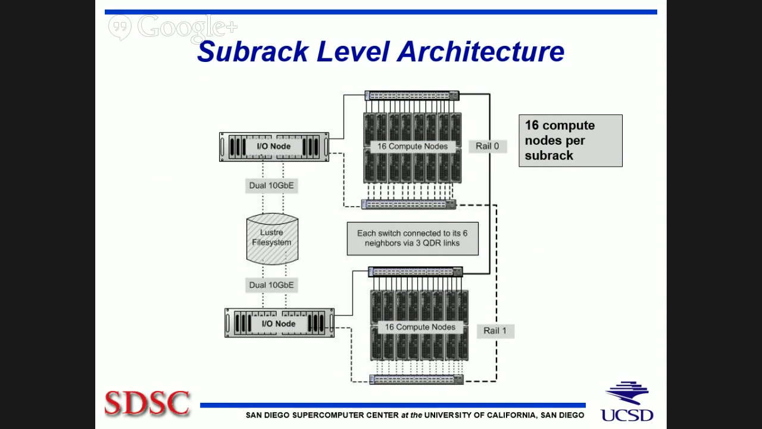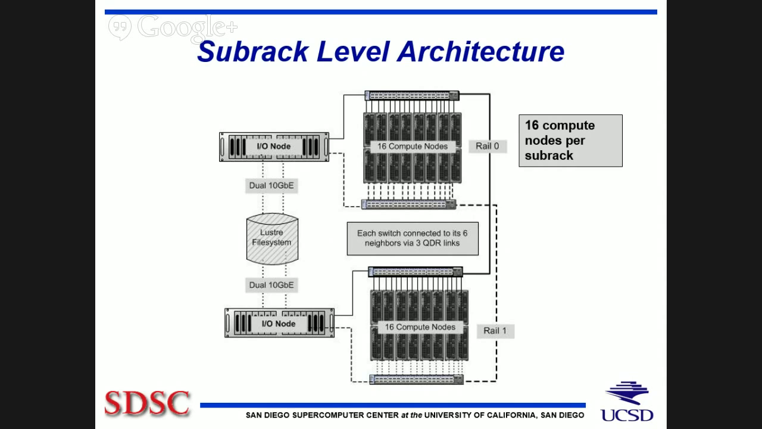So I'll start off with a sub-rack level diagram to just show the connectivity on the machine. On Gordon, essentially, there are two rails, so rail 0 and rail 1. And it's a torus of actually switches. So it's a 4x4x4 torus of switches. Each switch essentially has 16 compute nodes and an I/O node attached to it. And the SSD flash actually resides in the I/O node and is exported using iSCSI to the compute nodes. And it can be used in any way that's needed on the compute node.